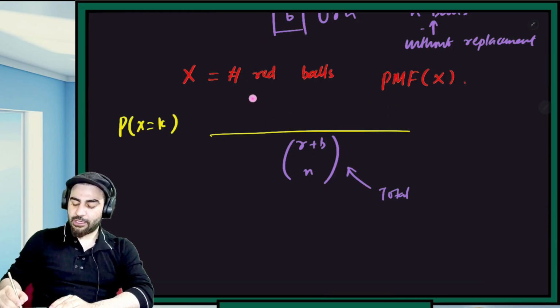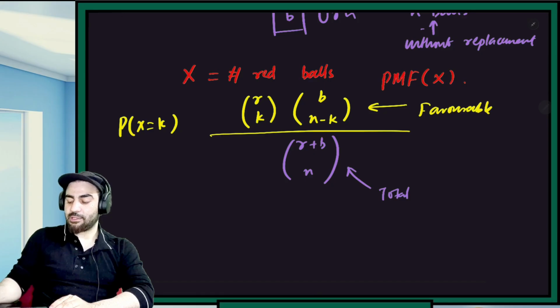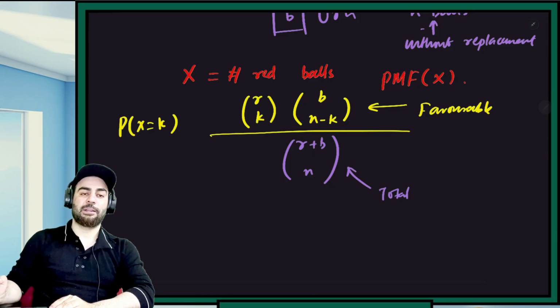So now we say we are choosing these k balls out of the red. Now how many balls are we left with? We are choosing n balls, and out of those k have been selected, so n minus k remain. Out of the B blue balls, we have to now choose this n minus k. These are the favorable cases that we have. So this is the PMF of the hypergeometric random variable.